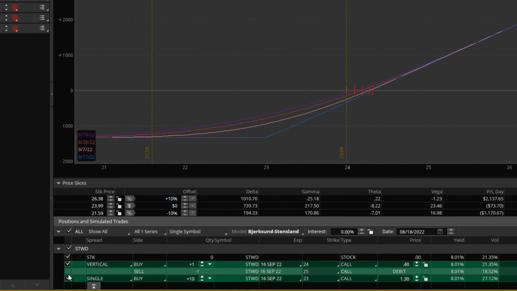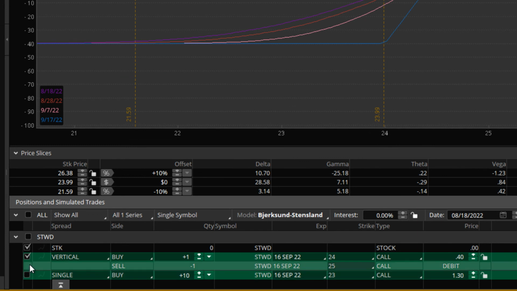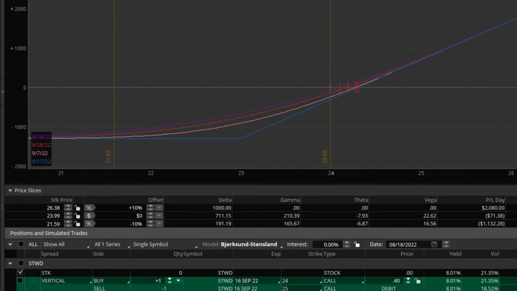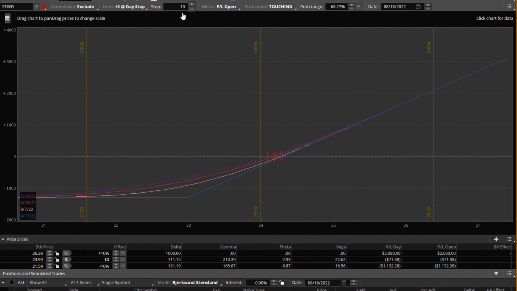Now, folks, you have to deselect what you don't want to look at. So I'm going to go ahead and just select the straight call. This is already stepped by 10 days. You can see I've got my expiration. It's the exact same thing, except this is just a call. Analyze it any way you want. I've got my price slices set at 0 and plus minus 10%. You click, drag, hold, do whatever you want, and analyze it from there.